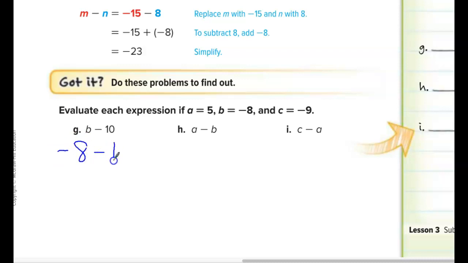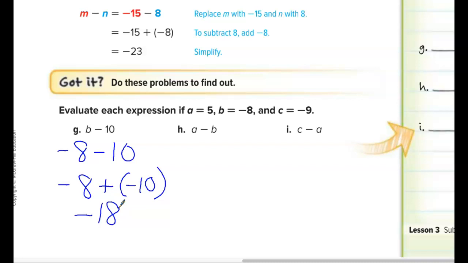Okay, so negative 8 minus 10. How do you rewrite it as an addition sentence? You do negative 8 plus negative 10. So what do you get for your answer? Negative 18. Thumbs up if that's what you got. Oh, because it was negative. Okay, Riley, what did you put in for A?